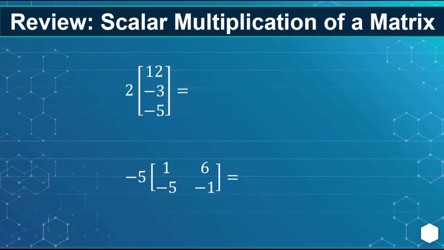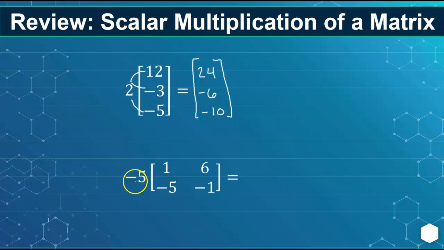All right, so let's look at scalar multiplication now. Scalar multiplication, remember this word scalar just means a number. And to multiply, we're basically just distributing this 2 to each element of the matrix. So 2 times 12 is 24. 2 times negative 3 is negative 6. 2 times negative 5 is negative 10. Notice our matrix stays in the same orientation. We don't write this as a single row now. We should get a matrix that's the same size as our original matrix when we do scalar multiplication.